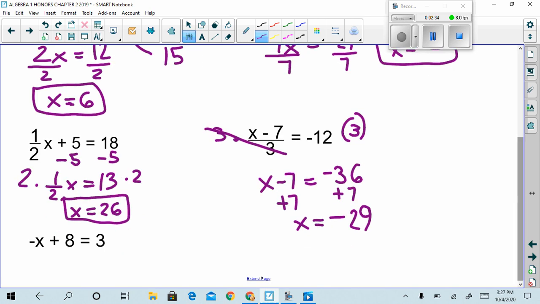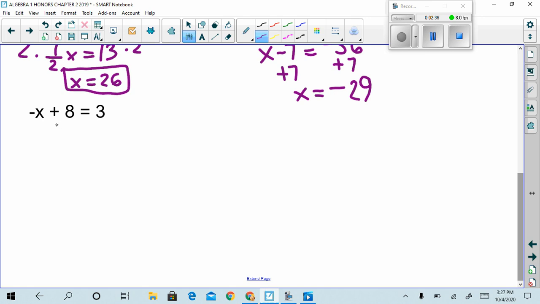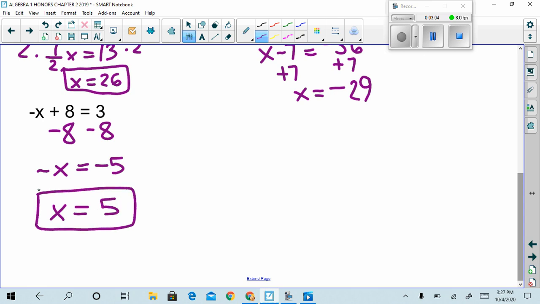One more problem on this slide. I see that I'm going to be subtracting 8 on both sides. So I have a negative x is equal to negative 5. We're not solving for negative x, so I have two options. I could either use the property of opposites that says I can multiply by negative 1 on both sides to eliminate that negative, or just divide by negative 1 on both sides. Either one works. And it just changes my signs on both sides. X is equal to 5.